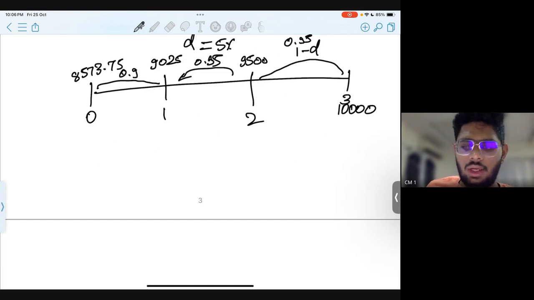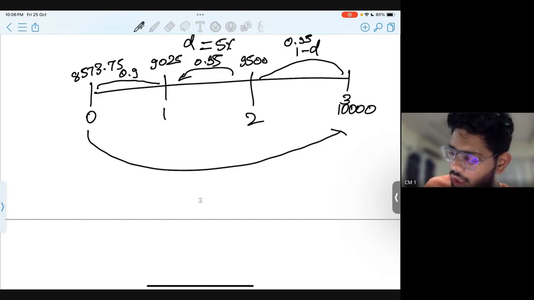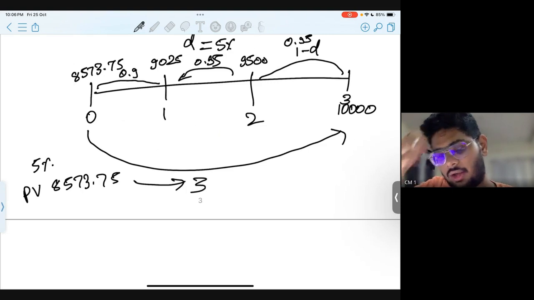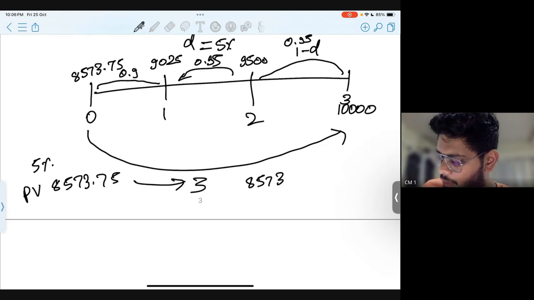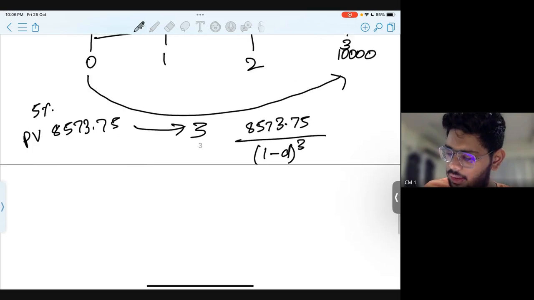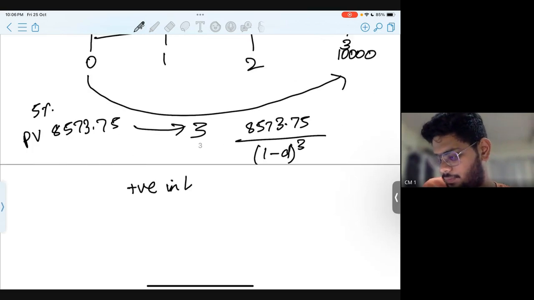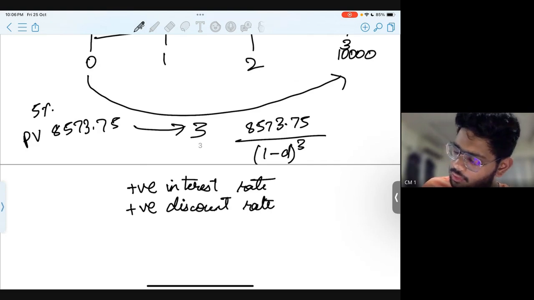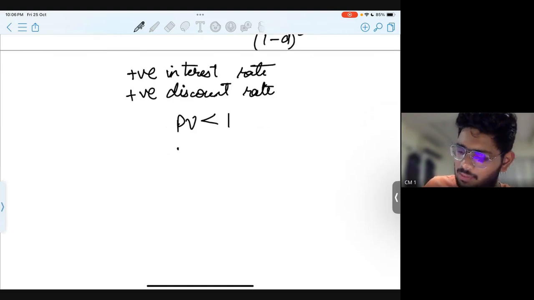8573.75. Okay, now if I have to take this from zero, and if my question was that today my discount rate is 5% and my present value is 8573.75, tell me what the future value will be after 3 years, how much it accumulates to. Then I would have done 8573.75 upon 1 minus d whole power 3. Okay, so generally when there is a positive interest rate or when there is a positive discount rate, then my present value is always less than my future value.